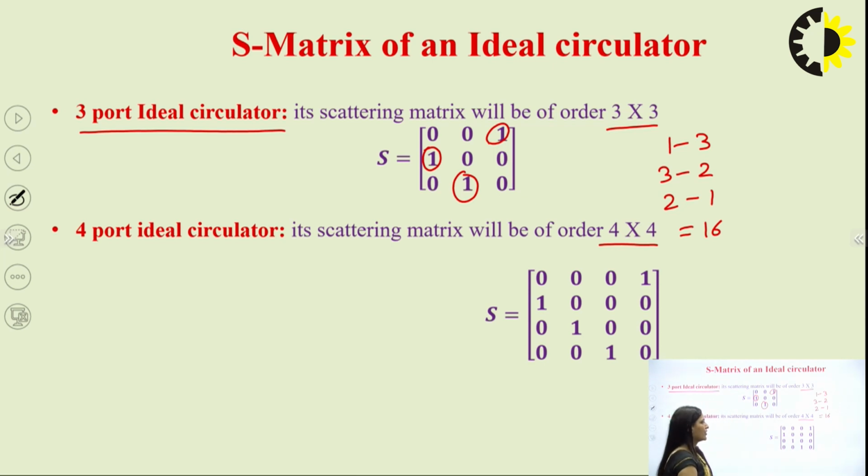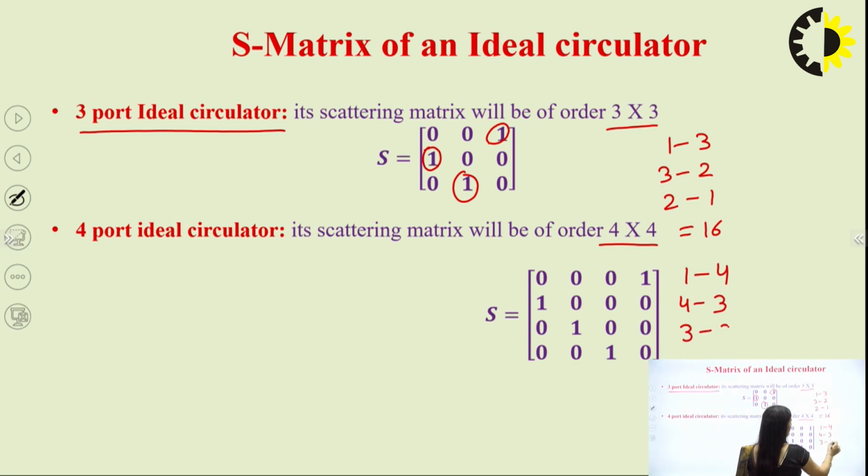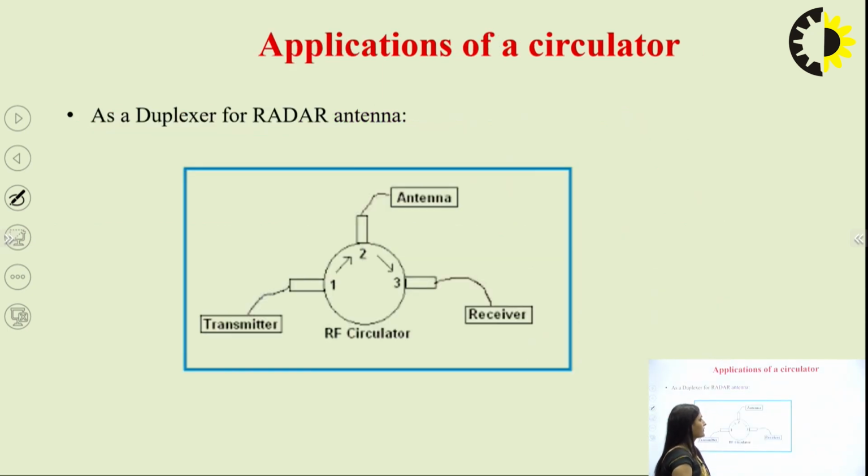Okay. So port 1 is connected to 4, 4 is connected to 3, 3 is connected to 2, and 2 is connected to 1 in this way. So from this combination we can find out the value of the S parameter matrix. What is the value of the different elements of the S matrix?